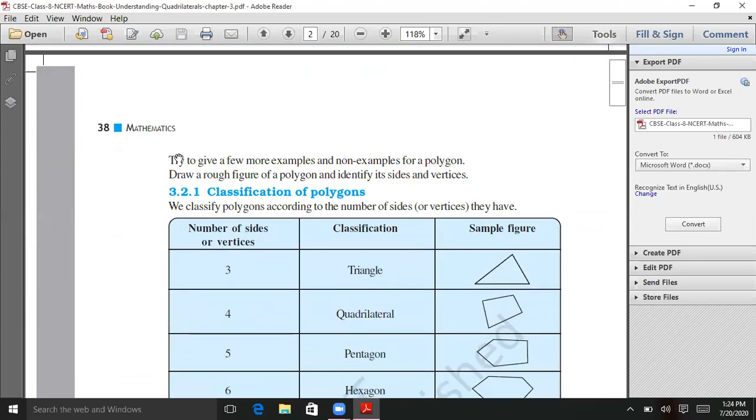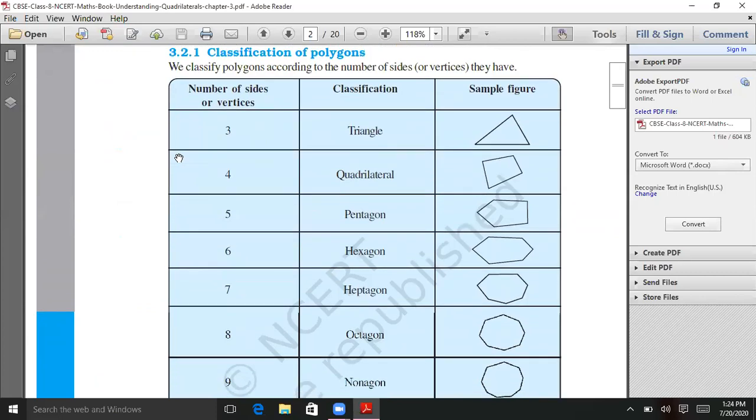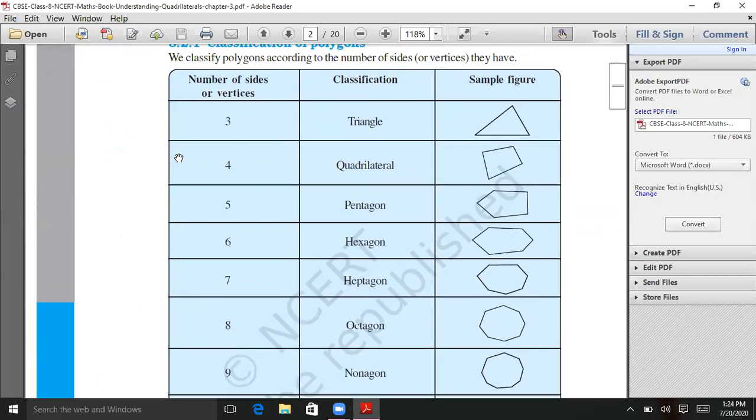There is some classification of polygons given here. You can see it starts from 3. We are talking about polygons. First, it's a closed figure. If I take one single line, no figure will be made. If I take two lines, no figure will be made. If I take 3 lines, then we'll get a closed figure. That's why a triangle is the smallest polygon, right? Minimum sides will be 3 here.